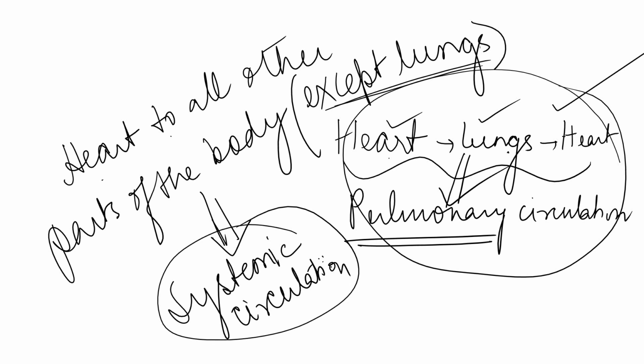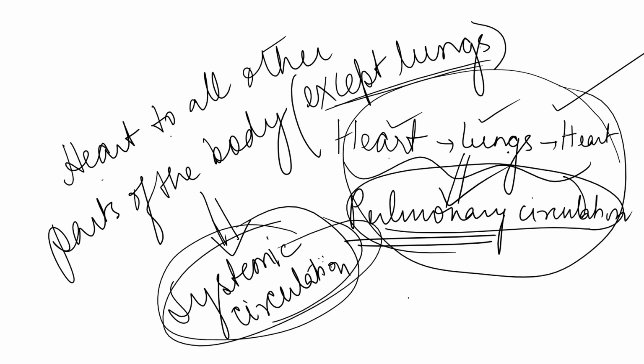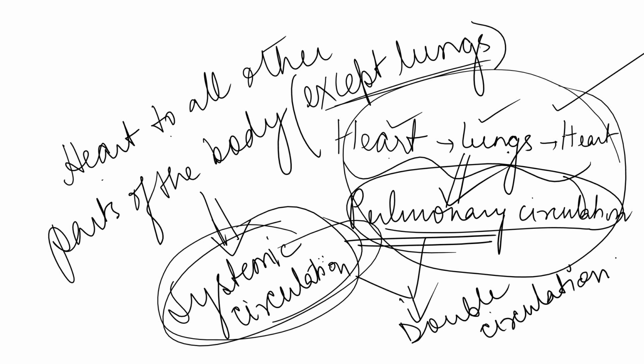Now, as the blood is moving from heart to lungs, from lungs to heart, and then to all other parts of the body, this pulmonary circulation and systemic circulation together make what? Double circulation, because blood is moving in and out of the heart twice. So that's the reason it's called the double circulation. I hope you all have understood this.